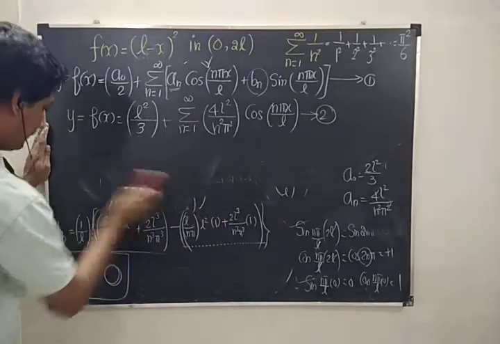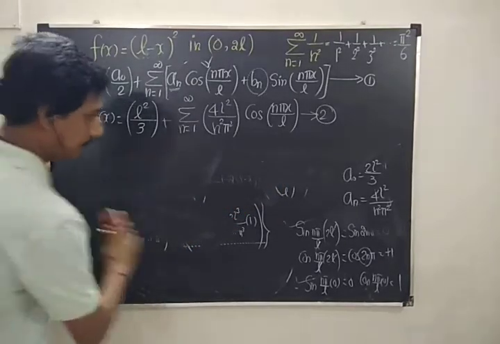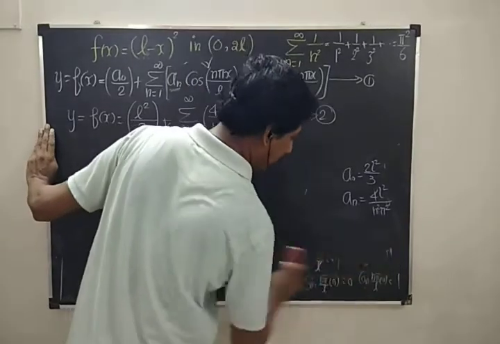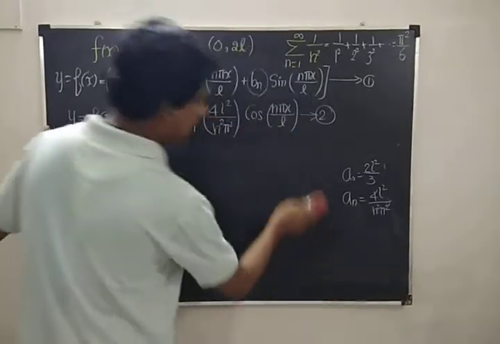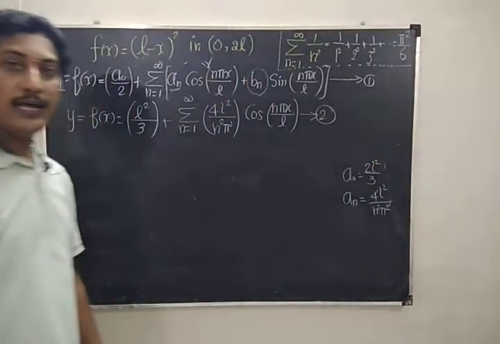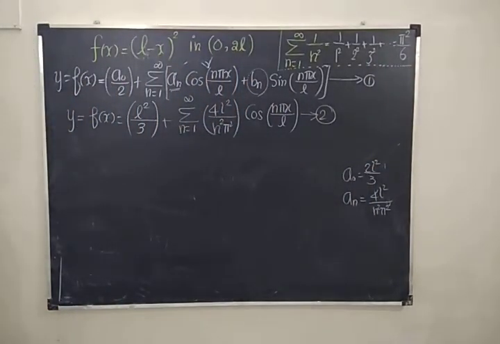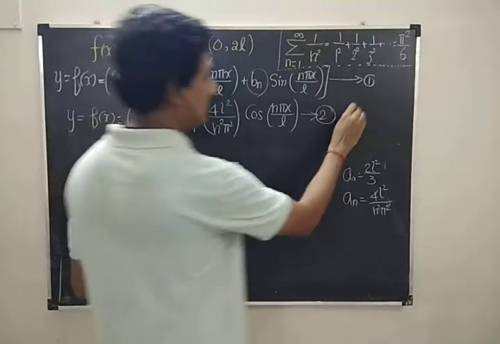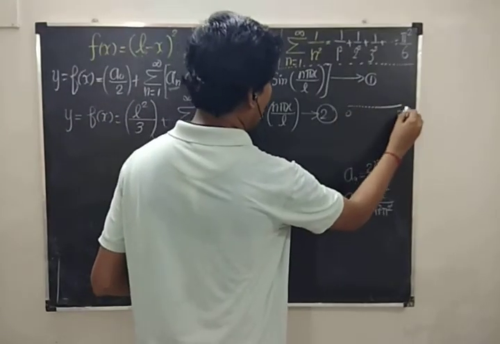From this, I am going to do the deduction part. That means I need this series. As we already know, the answer for this series is pi squared by 6. And the function is here. It's clearly given, 0 to 2L.